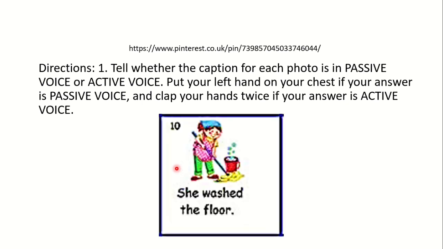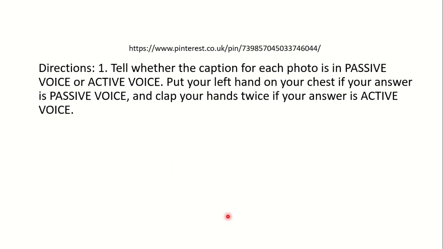Next. She washed the floor. What is your answer? You should have clapped your hands twice, because this is in active voice. The person herself is the doer and the subject in this sentence. She washed the floor.